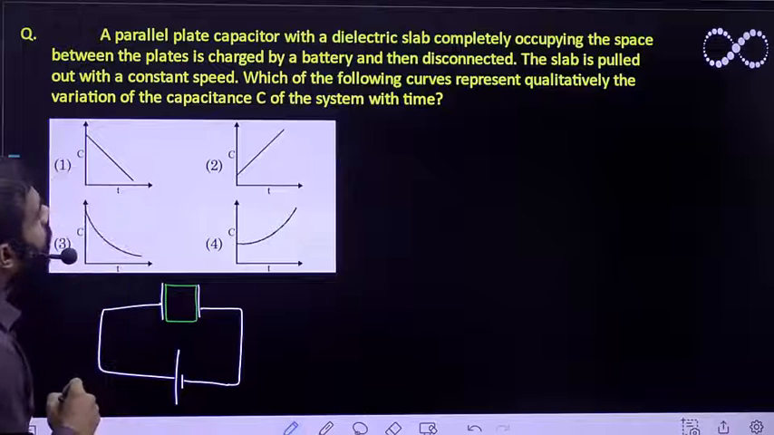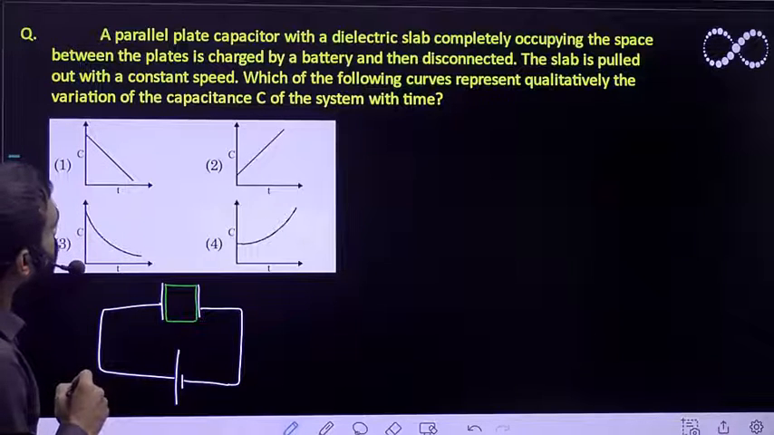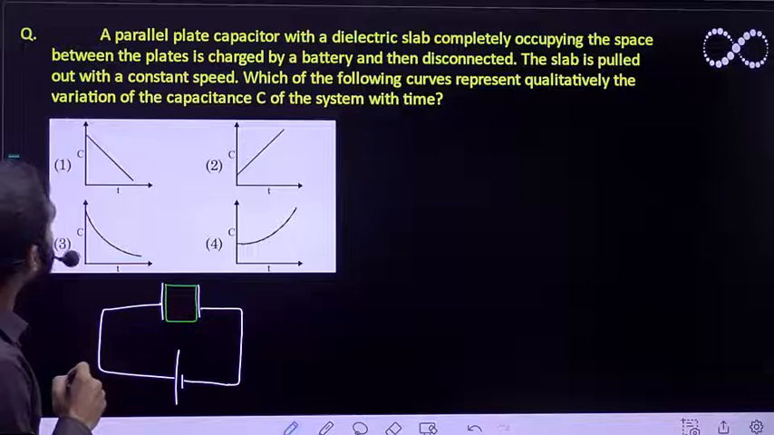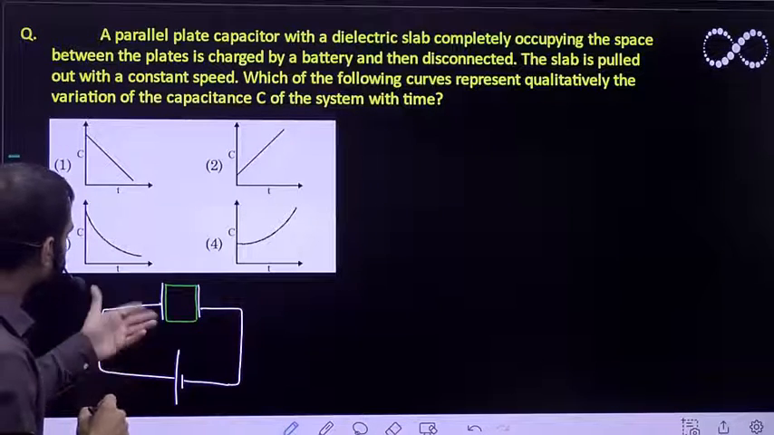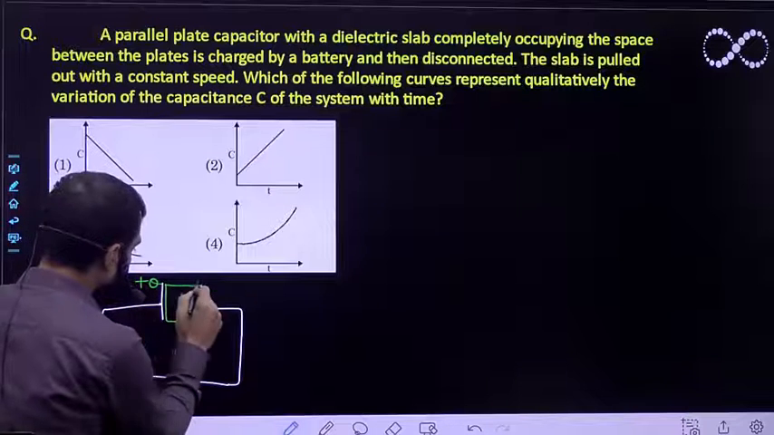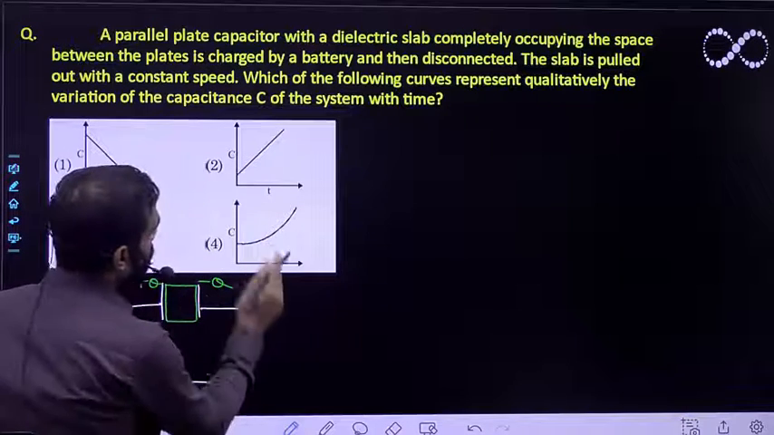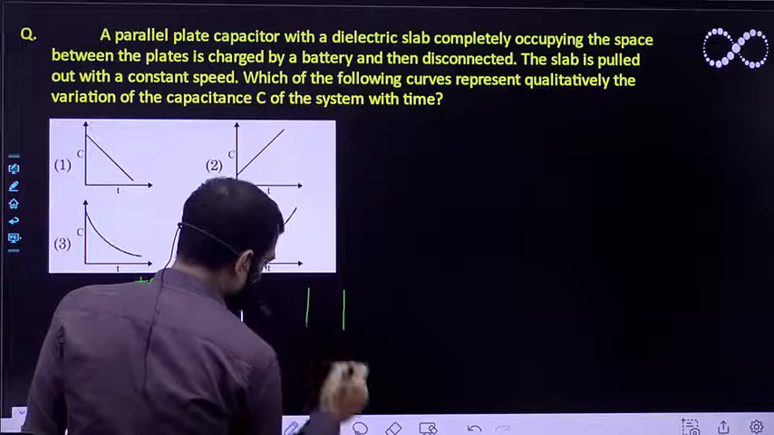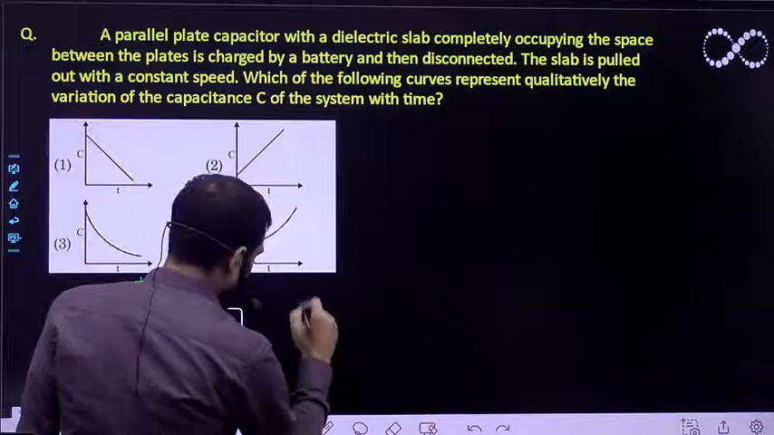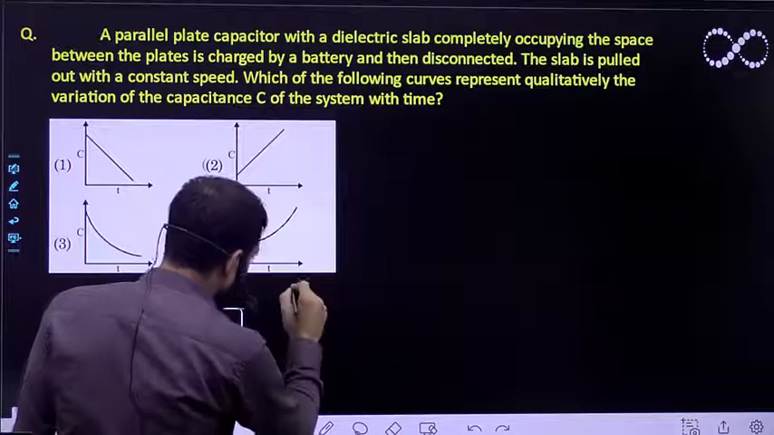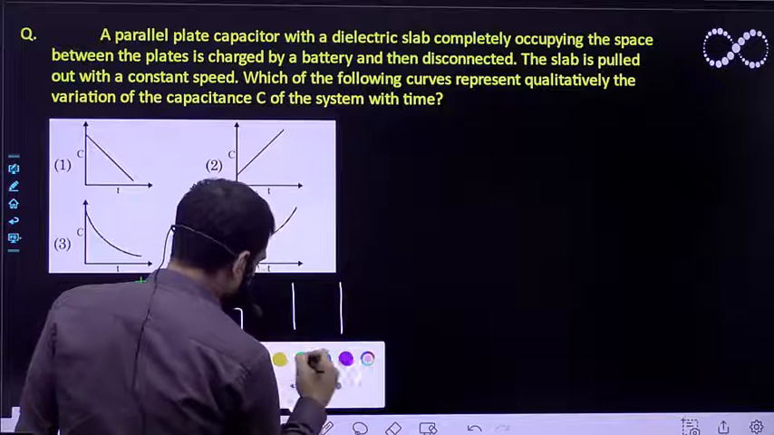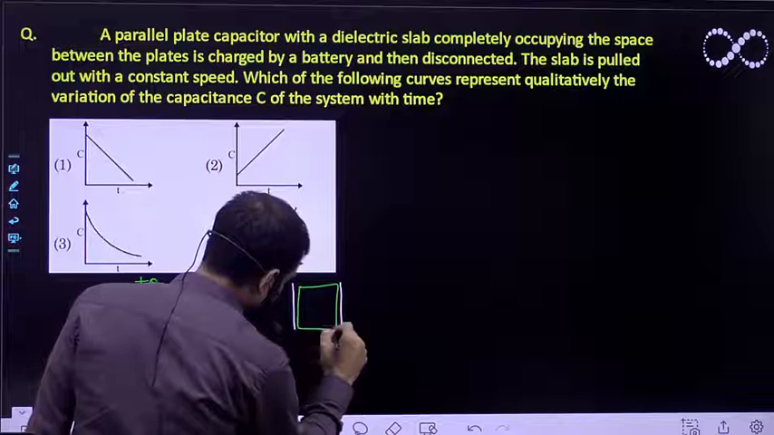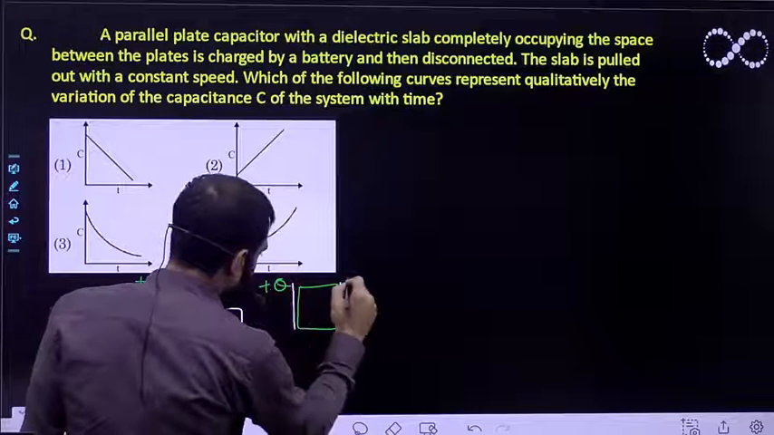So the slab completely occupies the space between the plates, and it is charged by a battery, then disconnected. Then it is saying the slab is being pulled out with a constant speed. So here suppose some charge is accumulated. Suppose this is Q and this is minus Q, and this is disconnected. After disconnection, this will be the capacitor and the dielectric slab is here with it. And the charge will remain the same, it will not get lost.